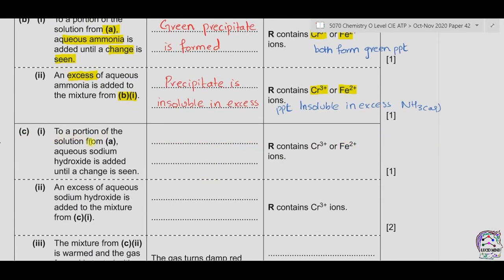C part 1. To a portion of solution from A, aqueous sodium hydroxide is added until a change is seen. And the conclusion is that R contains chromium+3 or iron+2 ions. Again, from the cation identification table, you should remember that both of these positive ions form green precipitate with aqueous sodium hydroxide. So we can write the observation: green precipitate is formed.